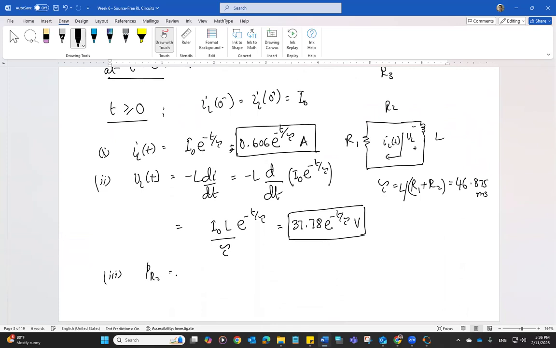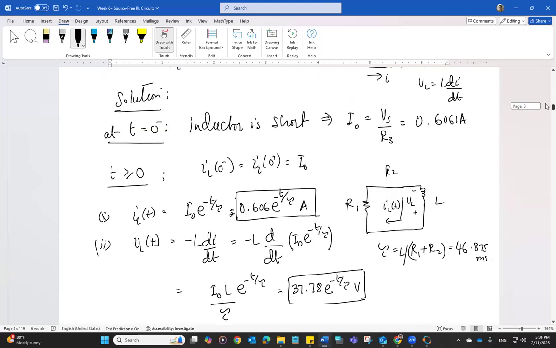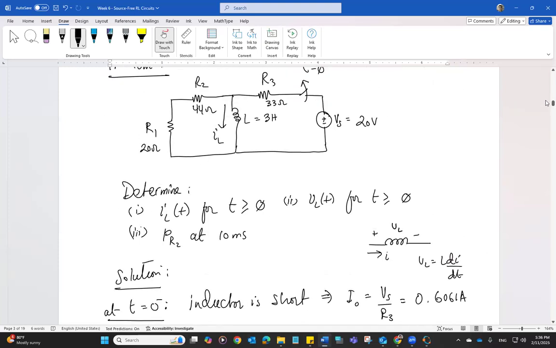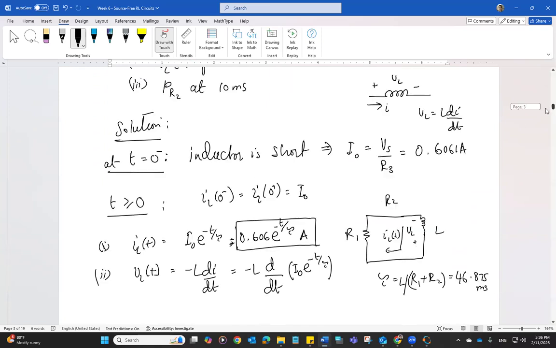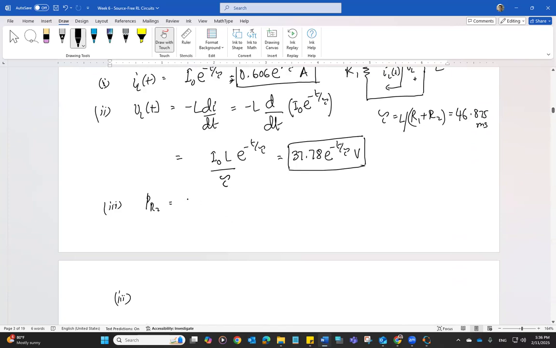All right, the first thing is, what will be the expression for PR2? So we can plug in the time and get it at 10 milliseconds. If you look at the other circuit, source free, PR2 is very simple: IL squared times R2.